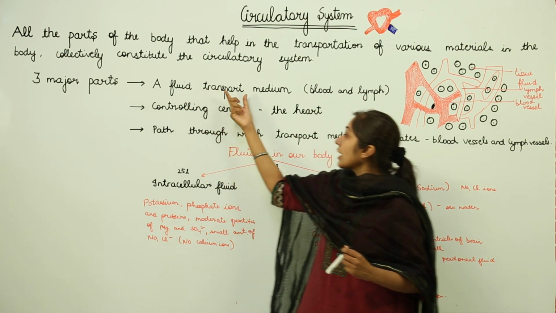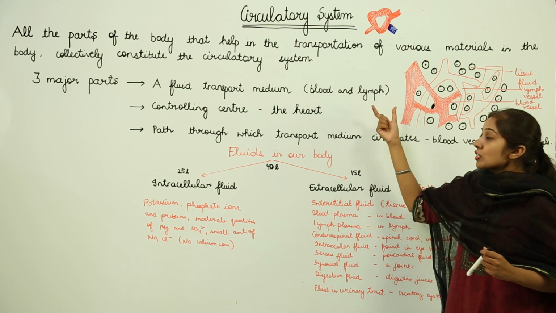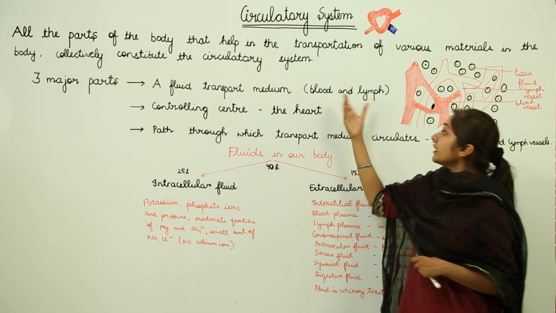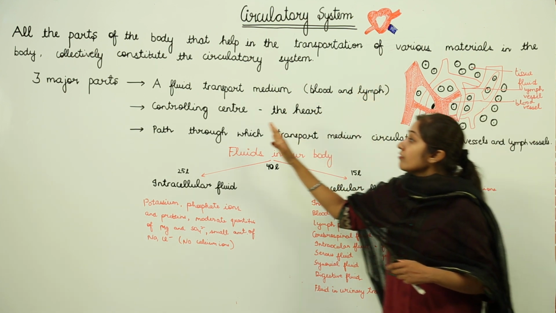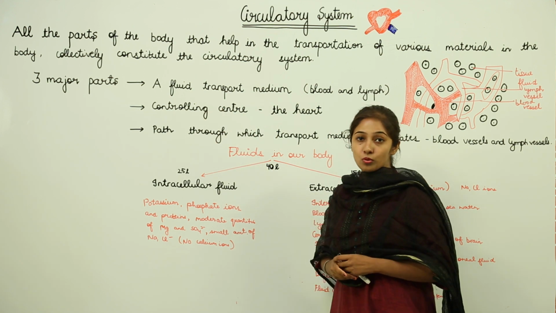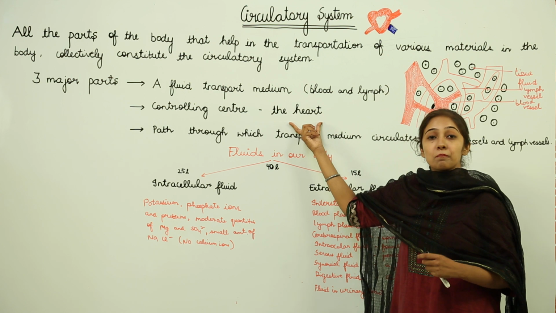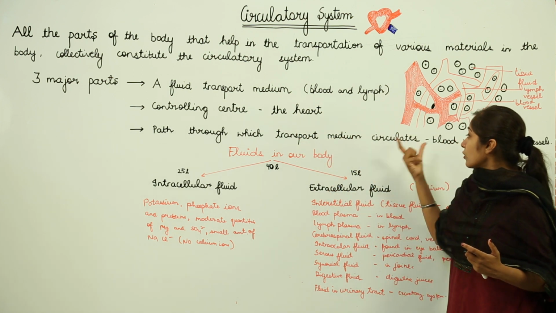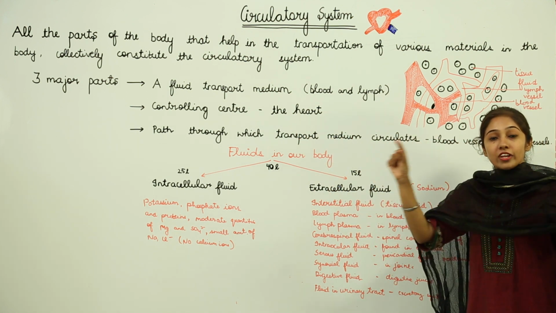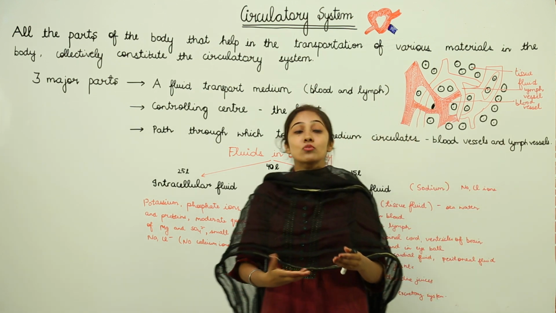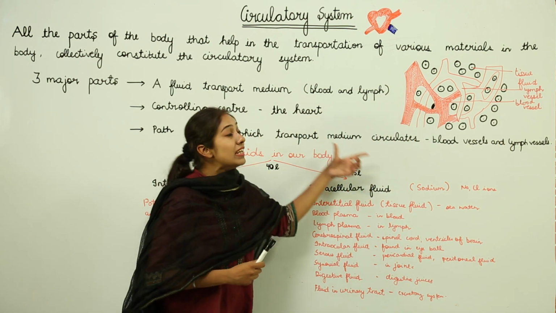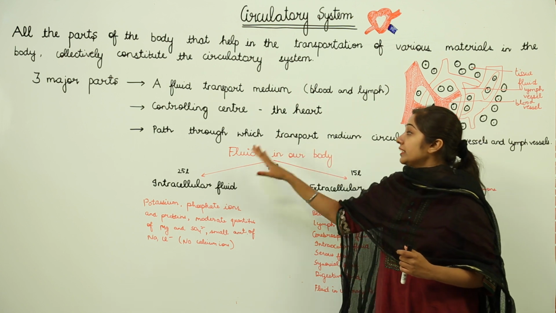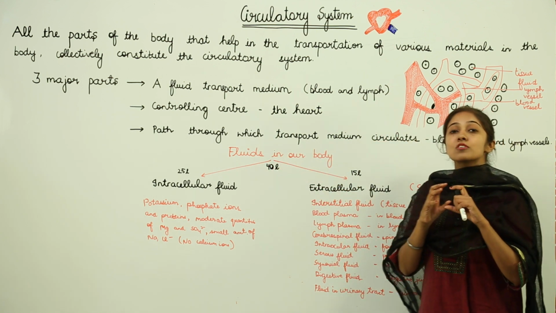First of all, we have a fluid transport medium, that is the blood and the lymph. So, fluid forms the transport medium, and the examples are blood and lymph in this case, right. Then we have the controlling center, the main organ of your circulatory system, that is the heart. Then the path through which the transport medium circulates, means the pipelines, from where the transportation is going to occur, that is the blood vessels and the lymph vessels.